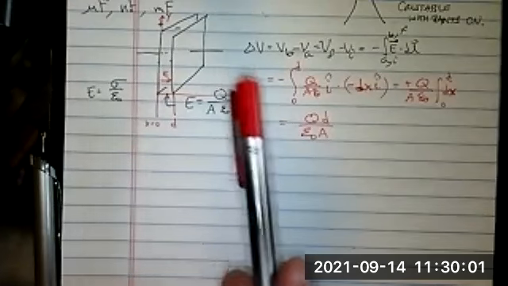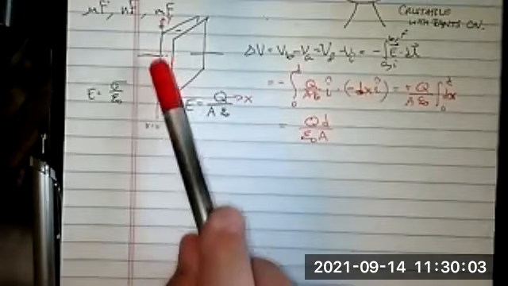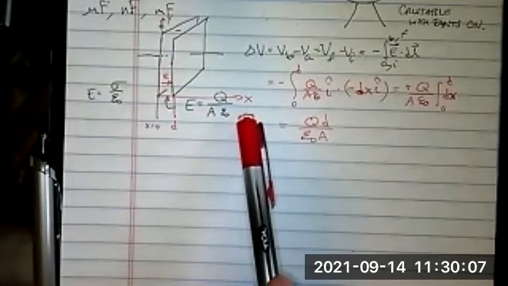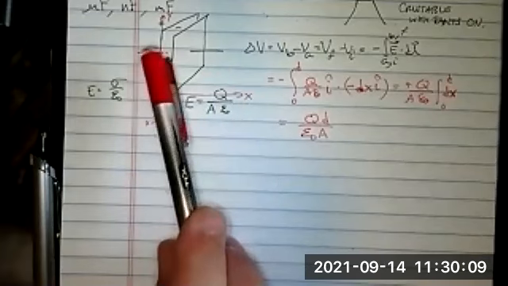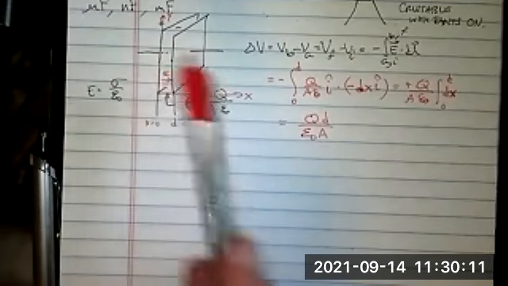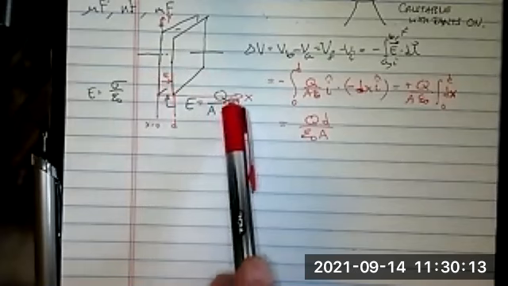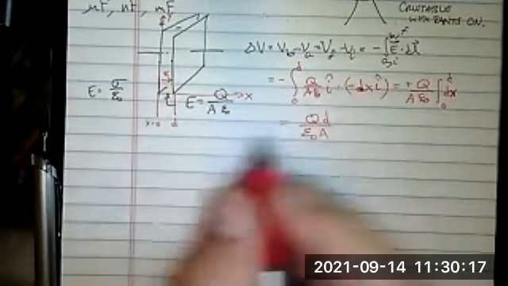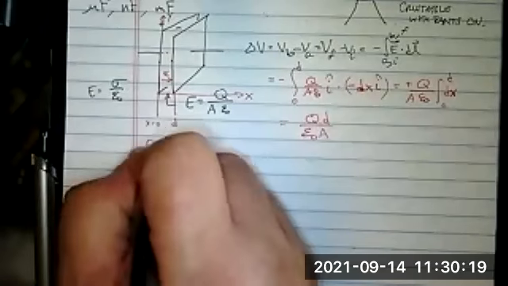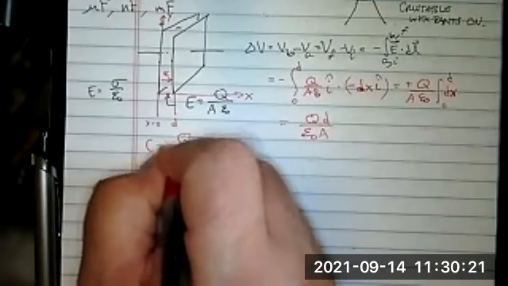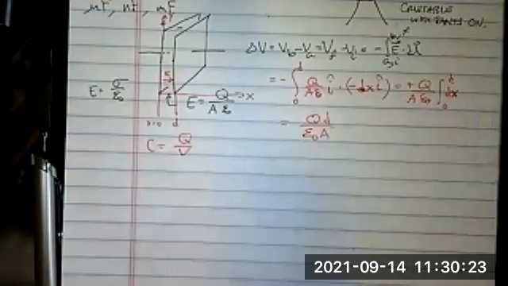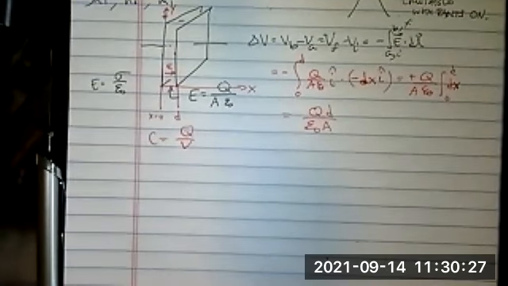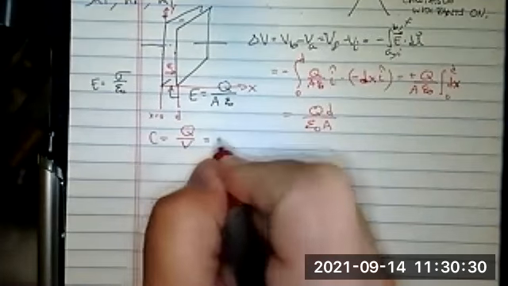Now, remember, I could have started off with just one plate and done Gauss's law to come up with Q over 2A epsilon naught, and then worked out the situation that the two electric fields from the two different plates are adding together to give you the total Q over A epsilon naught, and then went with this. But I didn't do that. I'm just starting with the electric field. And we know that capacitance is equal to Q over V. It's the charge the capacitor has divided by the voltage across the capacitor. I just calculated the voltage across the capacitor.